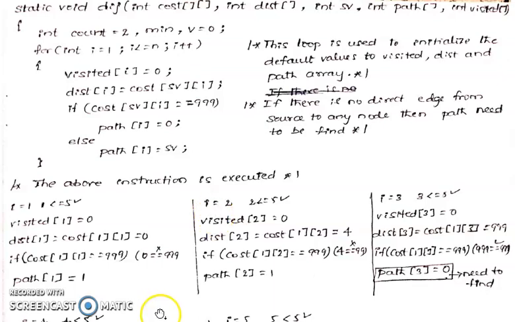Path is 1 only because there is no parent node. Similarly, I is equal to 2. I gets incremented. I is equal to 2. 2 is less than or equal to 5. The condition is true. Visited of 2 is equal to 0. Yes, it is done. Visited of I is equal to 0; I value is 2, and it is equal to 0.